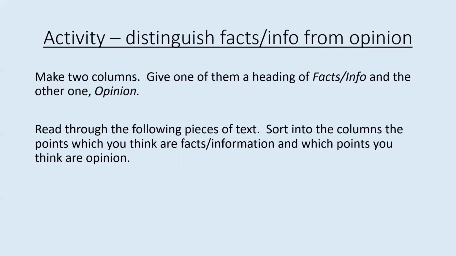I'm going to get you to do an activity now around the distinguishing of facts and information from opinion. You may have seen something similar to this if you've been looking at any of the reading videos. I'd like you to make 2 columns. In one of the columns, give a heading of facts and information, and in the other column, give a heading of opinion. You're going to read through 3 pieces of text, and again, I would like you to sort into the columns the points in the text that you think are predominantly facts and information, and the points which you think are opinion. I'll let you put the video on pause while you get your columns ready.